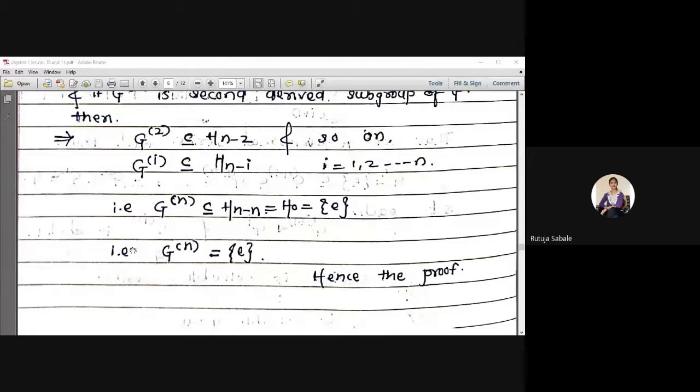Then suppose this set U is the commutator set, in which 1 and minus 1 are contained.